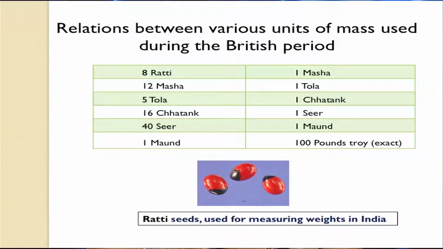You can see the picture where it shows a relation between various units of mass used during the British period. The picture shows 3 rati seeds where 8 rati seeds is equal to 1 masha.